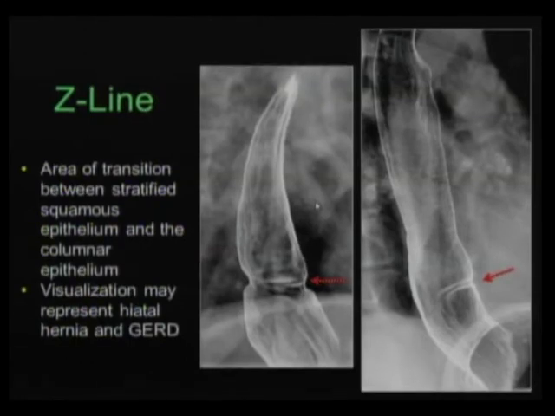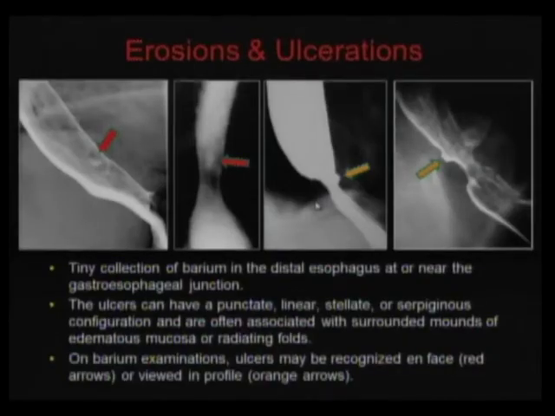The Z line, that is the transition between the esophageal and gastric mucosa, can be seen, especially when the patient has a hiatal hernia, as just a linear or zigzag abnormality in this area. Usually it's associated with reflux and hiatal hernia. You can recognize here what's feline. Okay.